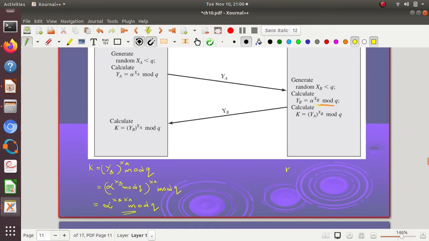Then at this side, K is equal to YA to the power XB mod Q. And what is the value of YA? YA is this value. If we substitute here, this will become alpha to the power XA mod Q, all to the power XB mod Q. So this will become alpha to the power XA XB mod Q.